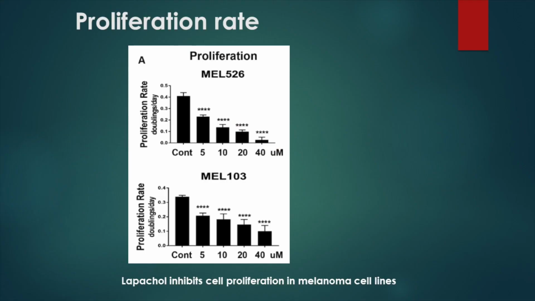Why we have taken melanoma is that it is a skin cancer and it is the most aggressive form of cancer that we can see. Once a melanoma comes, the patient will die within a matter of 2 or 3 months. So that is the maximal survival rate. So we have taken two cell lines of melanoma, MEL 526 and MEL 103. You can see they have been treated with different concentrations of Lapacol: 5 micromolar, 10 micromolar, 20 as well as 40 micromolar.